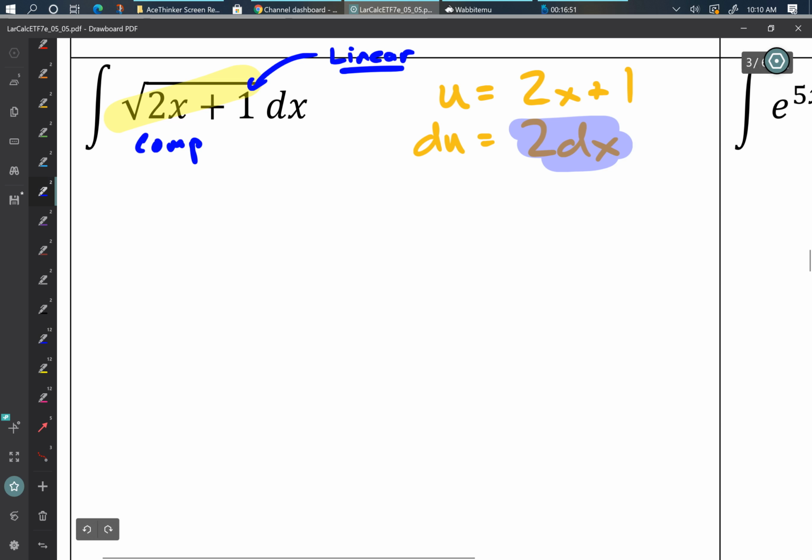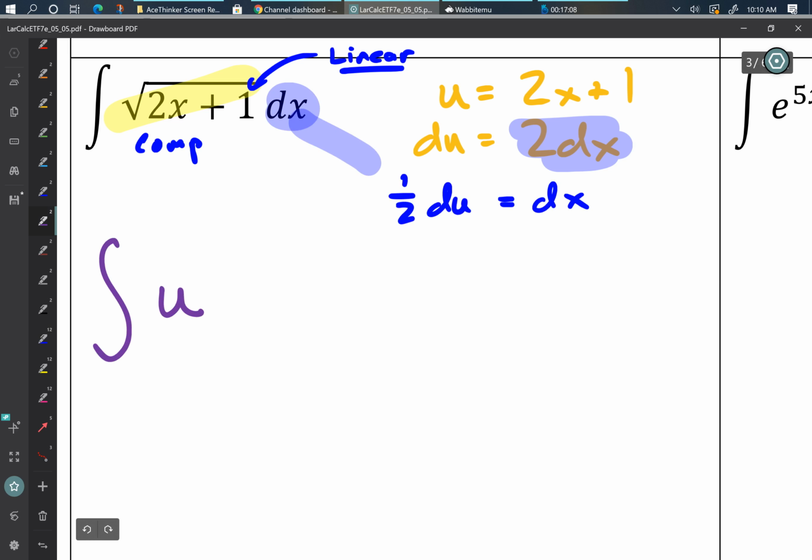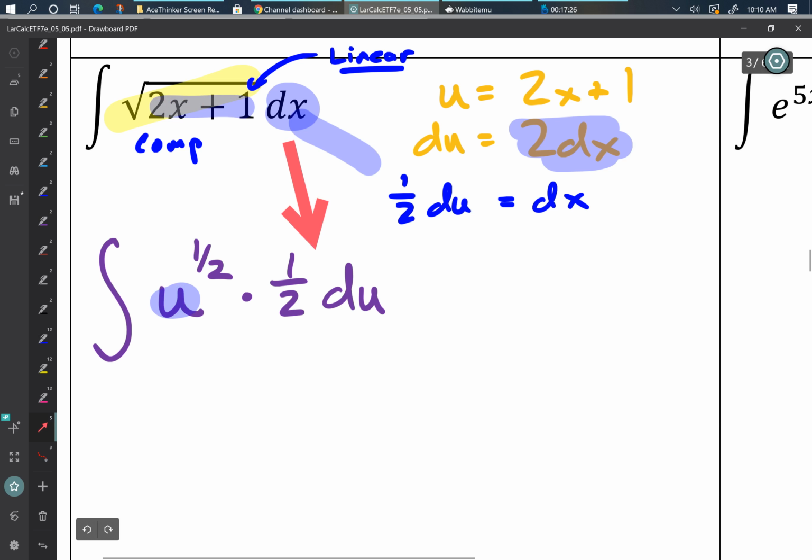So now, with a little bit of algebra, I can say that 1/2 du is just dx, and now this will substitute out. I'll perform my substitution. I get the integral of u to the 1/2 times 1/2 du. Okay? The dx is right there with the 1/2 du, and my substitution is done. I haven't integrated yet.